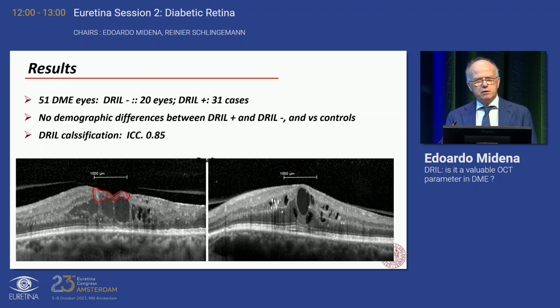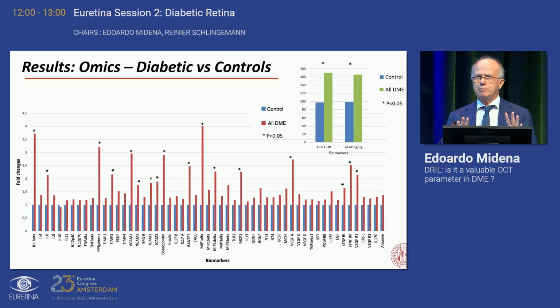But the two groups are quite nicely distributed. There are no demographic differences between them, and the classification by two independent examiners was quite high about the definition of the central 1 millimeter by the presence or not of DRIL. Very simply, the presence or not of DRIL. We were attracted by the idea to find something more, theoretically, through the biologic approach, the proof of concept.